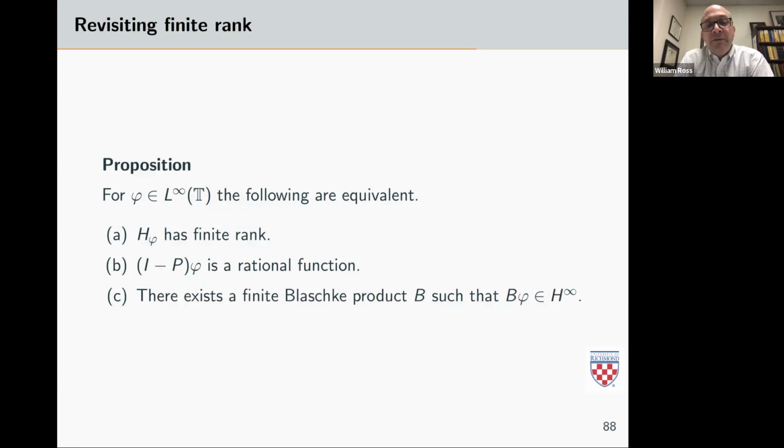And if you like finite Blaschke products, and I certainly do, that's the same thing as there being a finite Blaschke product that multiplies phi into H infinity. So I'll leave it to you as a little exercise to show that the rational function condition is the same as these things, but this is a more Hilbert space oriented version. Our original Kronecker's theorem was not quite that.